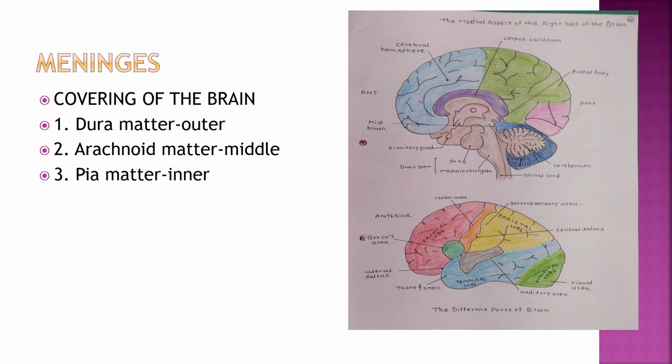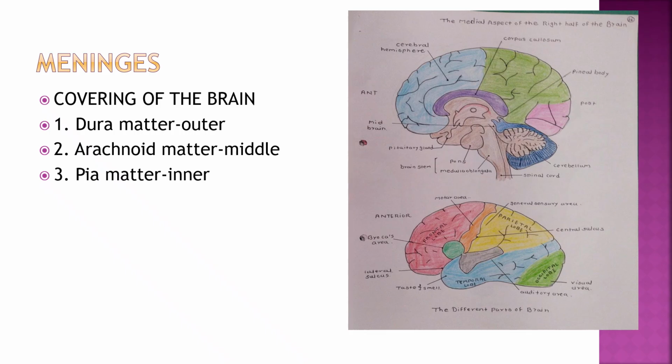It is tough membrane. The middle layer is called as arachnoid matter, and the innermost layer, which is vascular and attached to the brain, is called as pia mater. Then the space between dura mater and arachnoid matter is called as subdural space, which contains the blood mainly. And the space between arachnoid matter and pia matter is called as subarachnoid space.